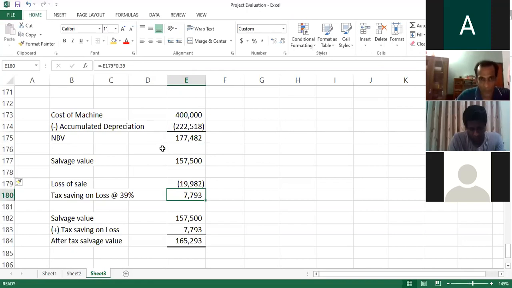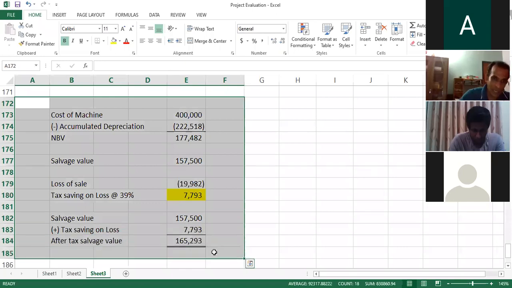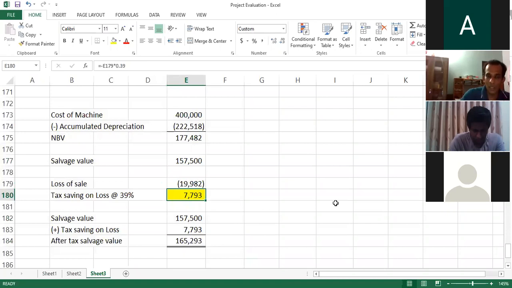The entire purpose of doing this exercise is to calculate this value, the tax value. The entire calculation is to calculate this figure. Once we calculate this figure, that should be adjusted to the expected salvage value, because that is the purpose. The purpose of doing this entire working is to calculate this figure. What is the tax impact?